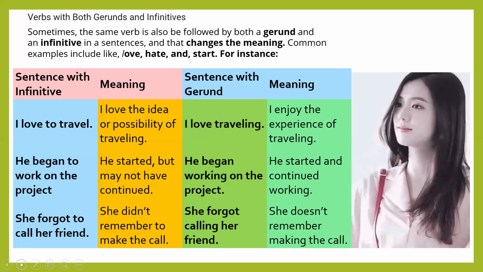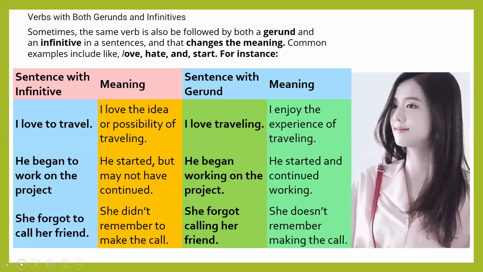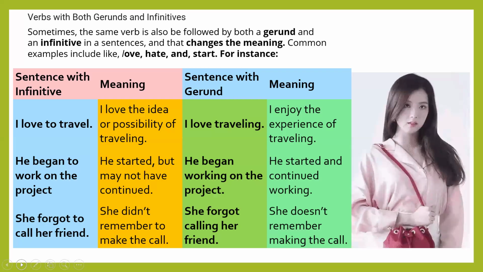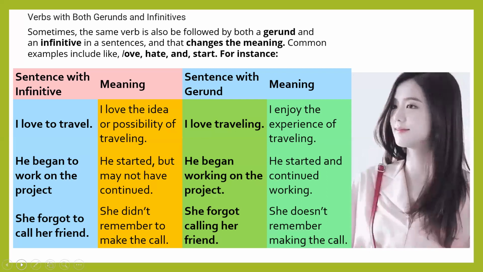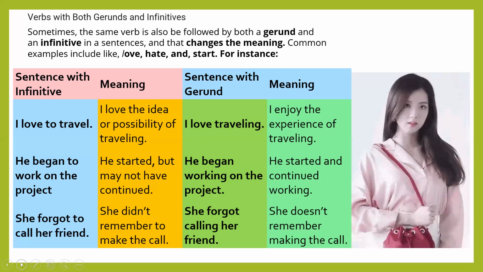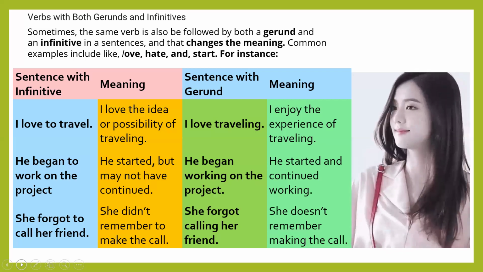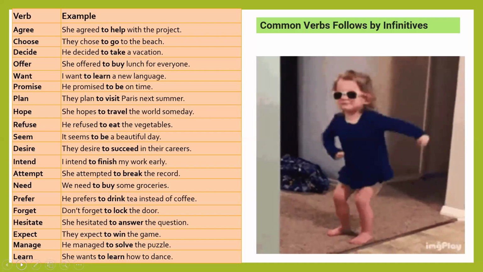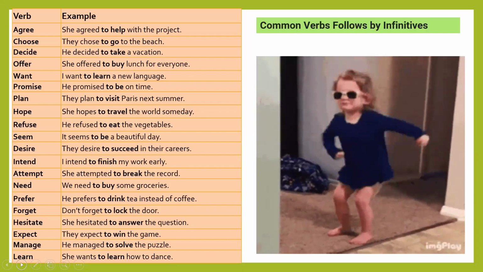Now, she forgot to call her friend. It means she did not remember to make the call. If we use a gerund, she forgot calling her friend, so she doesn't remember making the call. The sentence meaning changes. So these are a few words: love, begin, hate, start. When we use them with gerunds and with an infinitive, the meaning of the sentence will change. These are a few common verbs followed by infinitives. The verbs and example sentences are given.